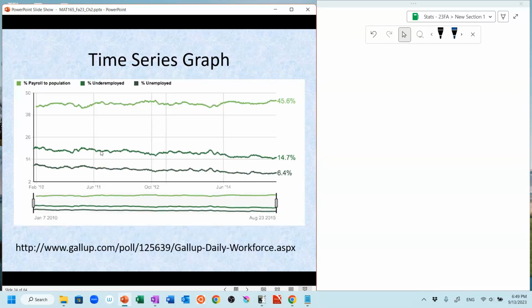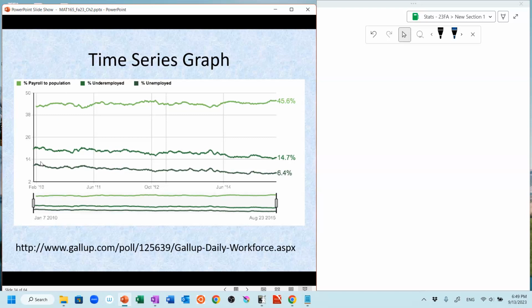Here's an example of a time series graph presented more as a line graph. This is from Gallup polls. They actually don't publish this anymore, this unemployment, underemployment, and payroll to population picture. At least I haven't been able to find it. I don't know, they might have put it behind a paywall or something, but I haven't been able to find it for several years now.